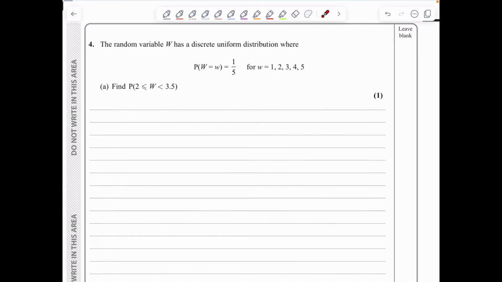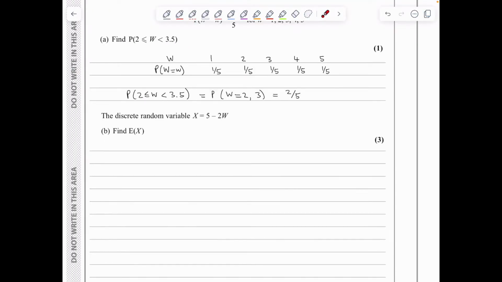In question 4, the random variable W follows a discrete uniform distribution attaining values 1, 2, 3, 4, or 5, and all with the same probability, of course, of 1 over 5. We need to find the probability that W is greater than or equal to 2 and less than 3.5. Well, I will start by writing out the table of values for W, so the probability distribution of W, and we want the probability of 2 less than or equal to W less than 3.5, which is simply the probability of W being 2 or 3, which is of course 2 over 5.